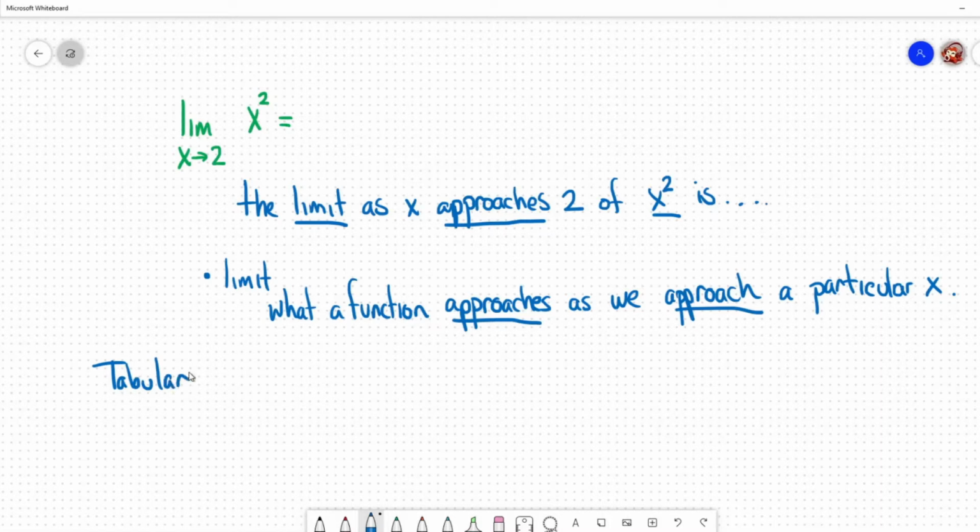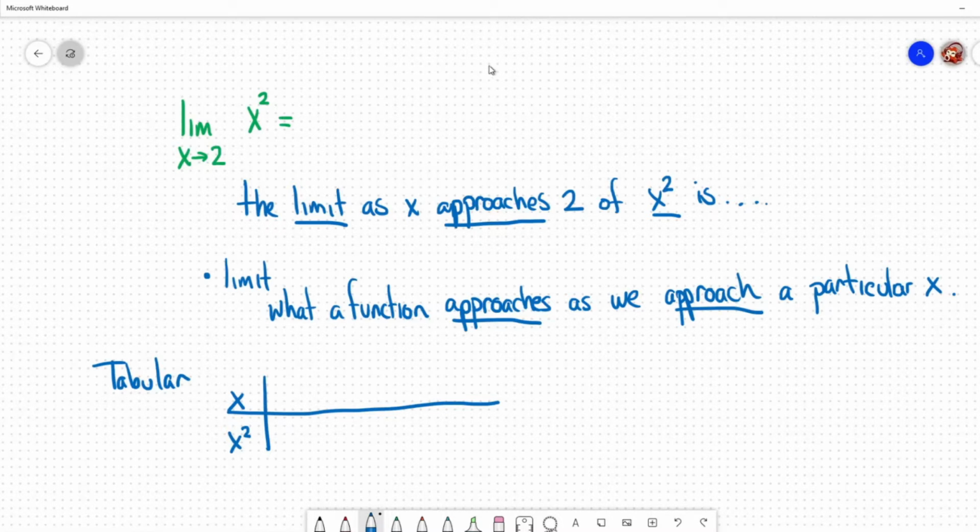So I'm going to do here a tabular. Let's say we made an XY chart. So here's X, and our Y would be this X squared. We're going to approach 2. Okay? So we're approaching the value 2. Now I could approach 2 two different ways. I could be approaching 2 from the left side.